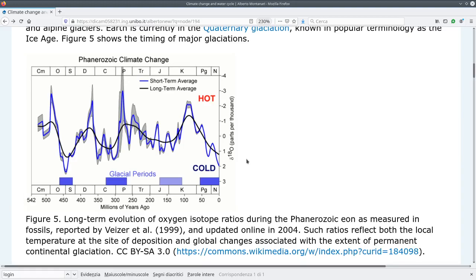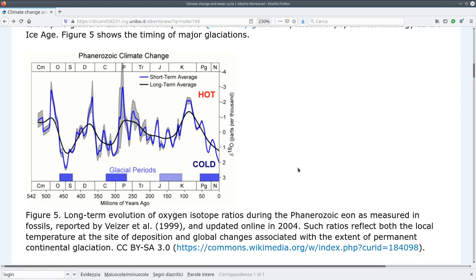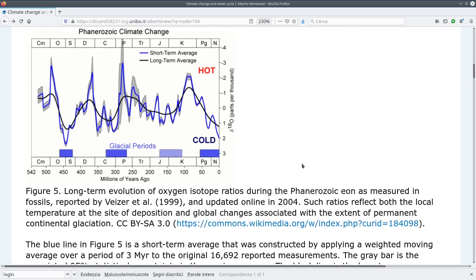And here you see in the vertical axis the concentration of isotopes as it was retrieved in ice cores. By looking at the change in this concentration of isotopes, we can relate these changes to changes in temperature. So you see that there are very relevant fluctuations, and also you may find on the web the reconstructions in terms of temperature.